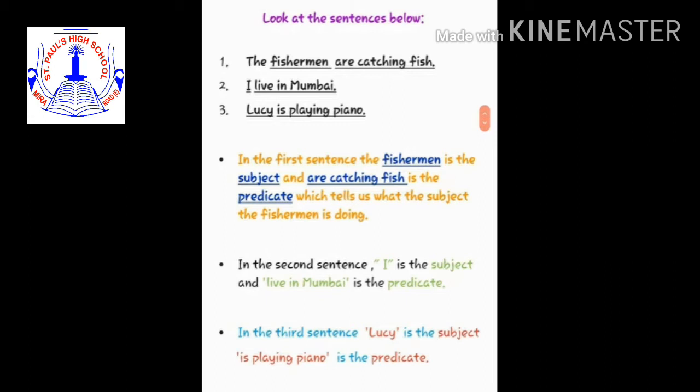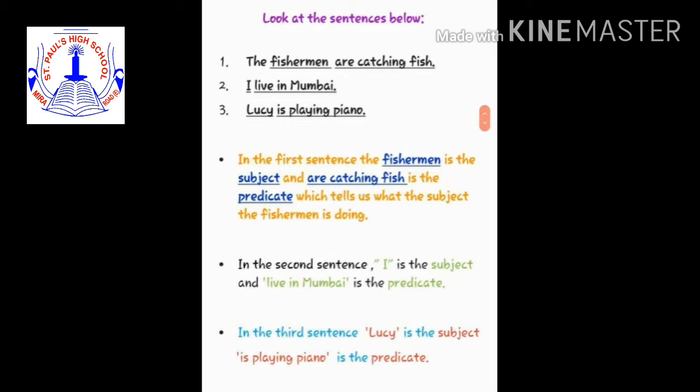Let us move on to the second example. I live in Mumbai. Here I am talking about myself. So which letter are we going to underline? We are going to underline the letter I. Why are we going to underline I? Because the word I is the main subject in our second sentence.